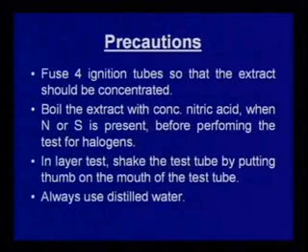Fuse 4 ignition tubes per compound so that the extract is concentrated. Boil the extract with concentrated nitric acid when nitrogen or sulfur is present, before performing the test for halogens, and you know why we have to follow this precaution.